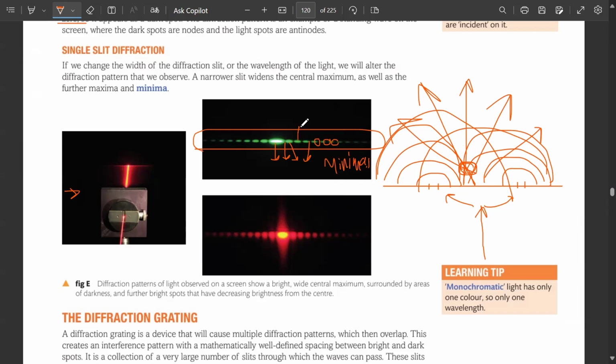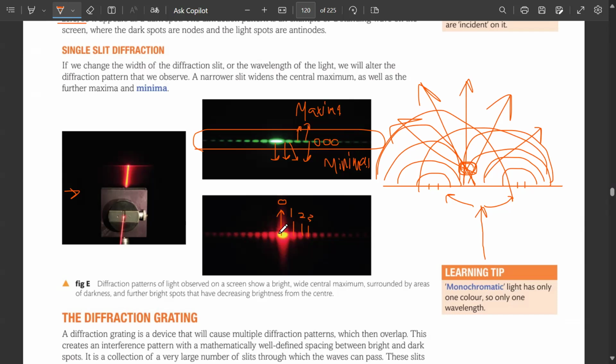And the points where there is light, bright regions, we call these maximas. Look at this. This is the brightest maxima, first maxima, second maxima, third maxima. Then this is zero maxima. Minima: first, second and third.